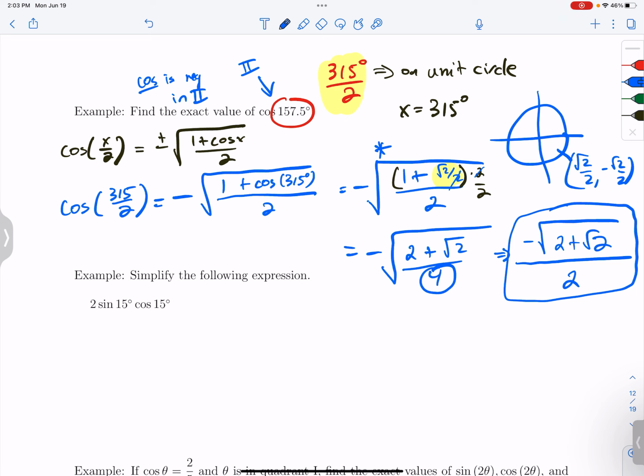All right. The rest of this video is just a handful of examples using these identities, the double angle and half angle, and then also using some of the identities we've seen in other videos. So let's just go through.